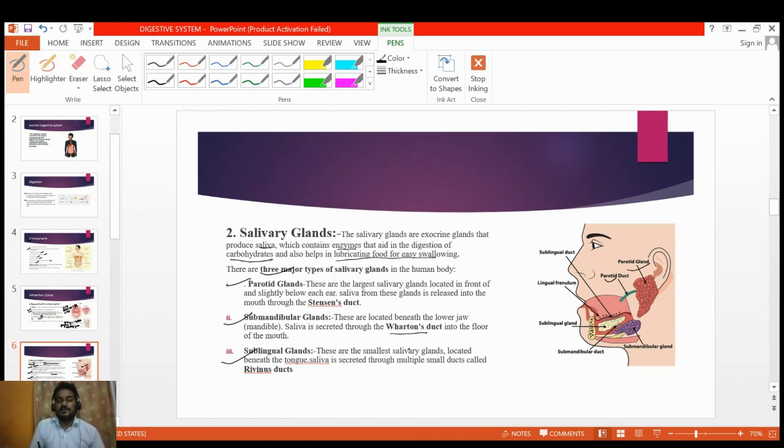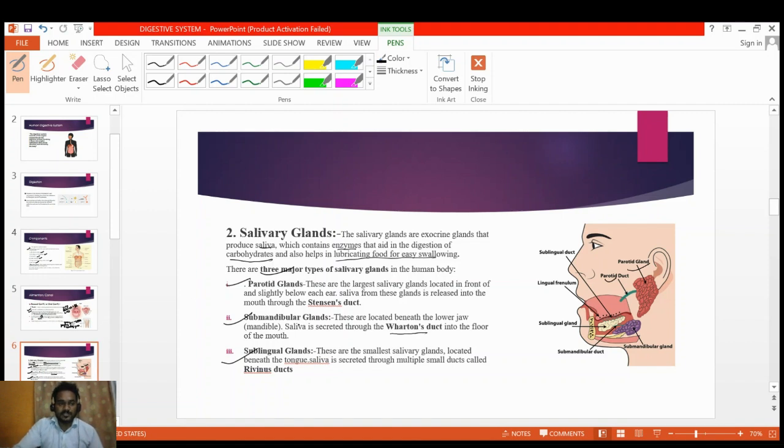Then the last one is the sublingual gland. These are the smallest salivary glands. As the name indicates, sublingual: lingua means tongue. So they are present below the tongue, beneath the tongue, and release their secretion through multiple small ducts known as the ducts of Rivinus. They release the secretion in the tongue region.